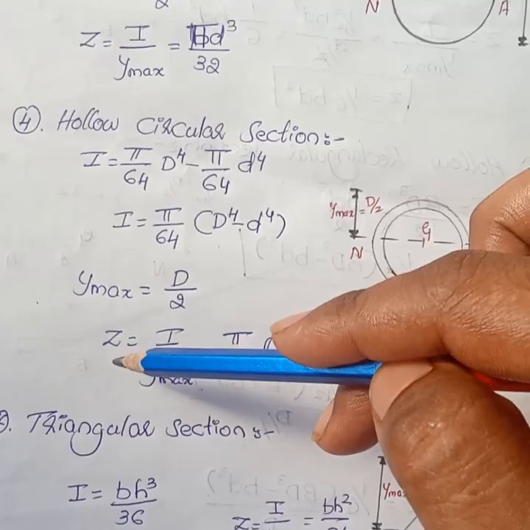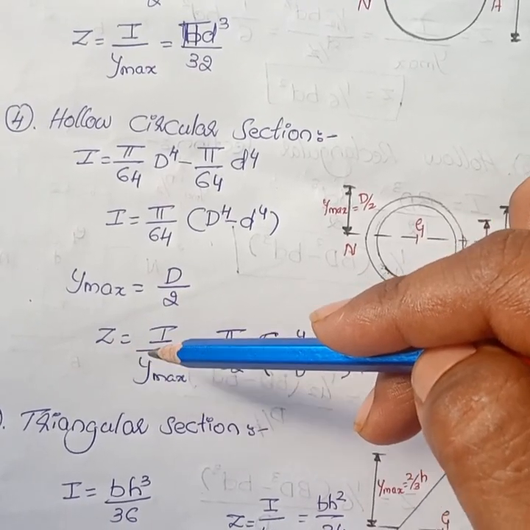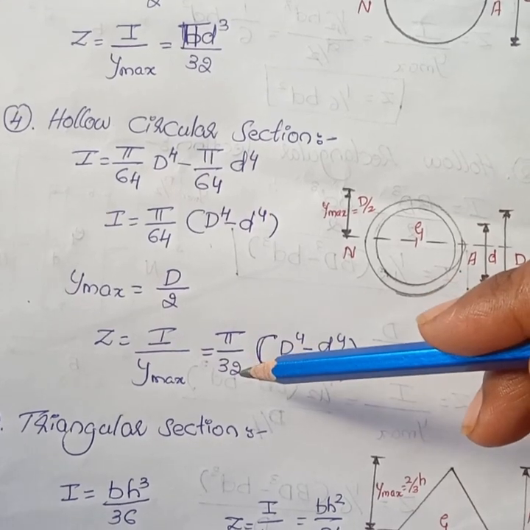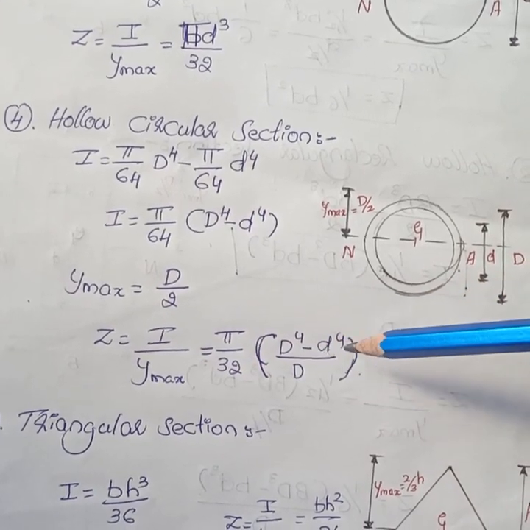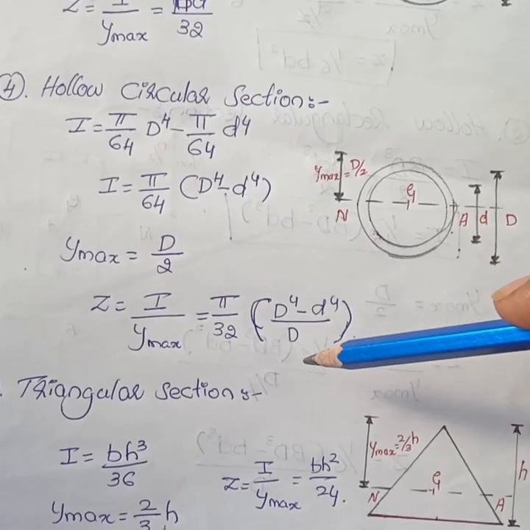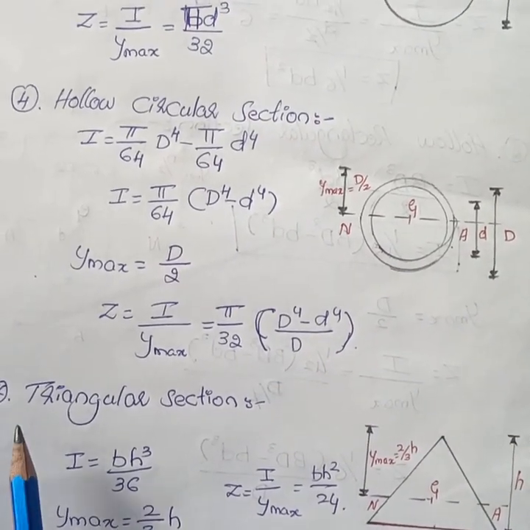Next Z means modulus of section. Z equals to I by Y max. So pi by 32, D raised to 4 minus d raised to 4, whole divided by D. Next we go for the triangular section.